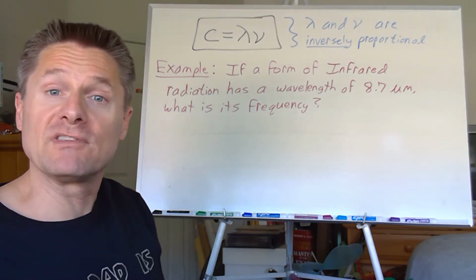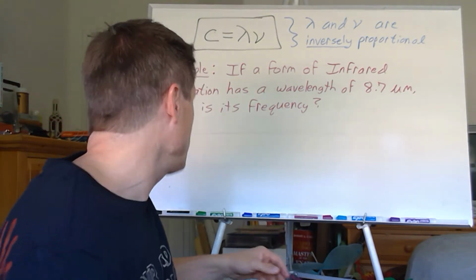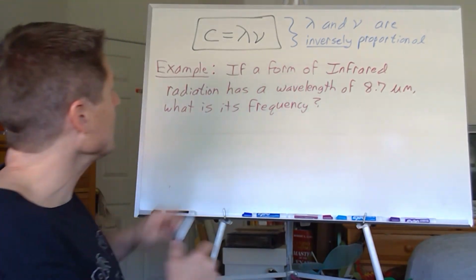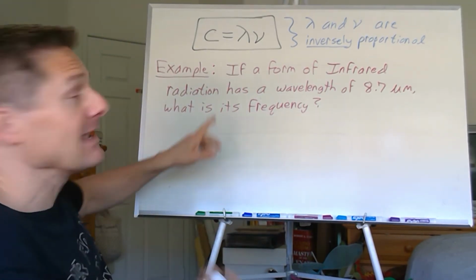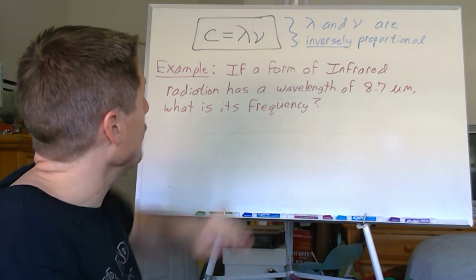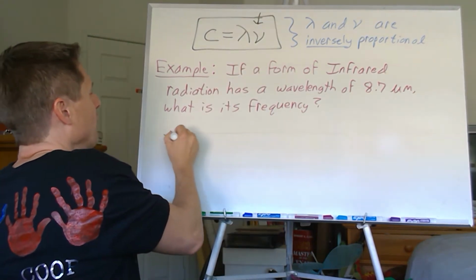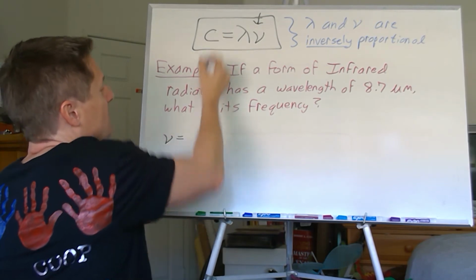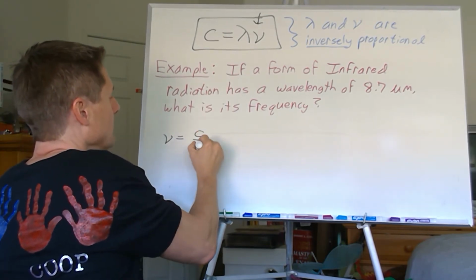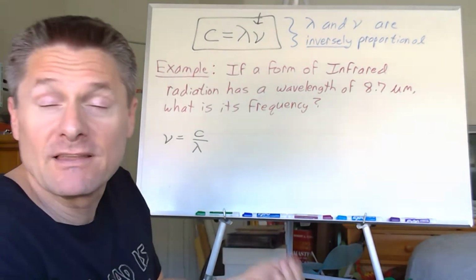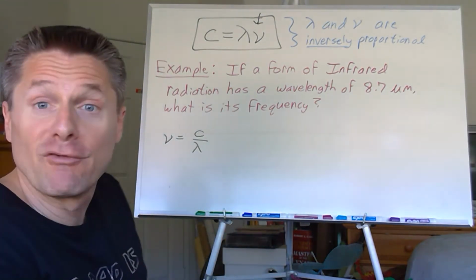What would its frequency be? Okay, well, let's set this up and pop it in the calculator. So let's isolate our variable. We're trying to solve for what? The frequency? So would you agree the frequency would be the speed of light divided by the wavelength? Divide both sides by wavelength. So please isolate your variable for me.